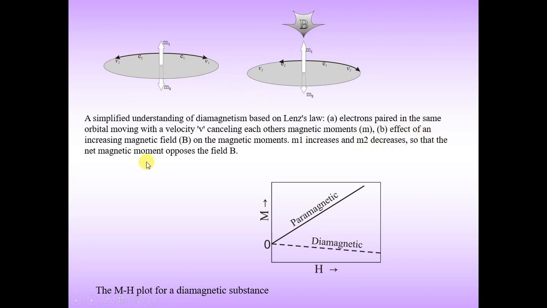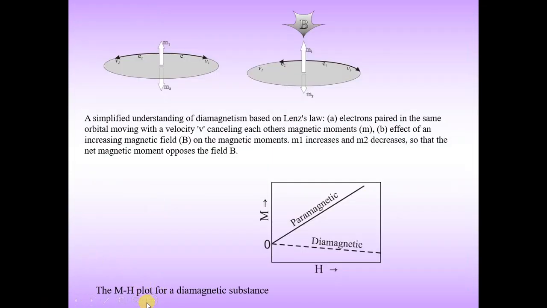The effect of increasing the magnetic field B is that the magnetic moment m1 increases and m2 decreases. So see here, m1 and m2 were the same. Now m1 increases and m2 decreases, so the net magnetic moment opposes the field B. Okay, so it is opposing field B.